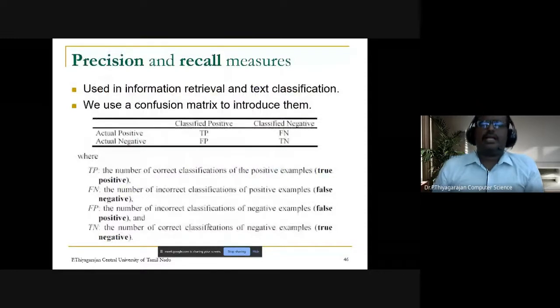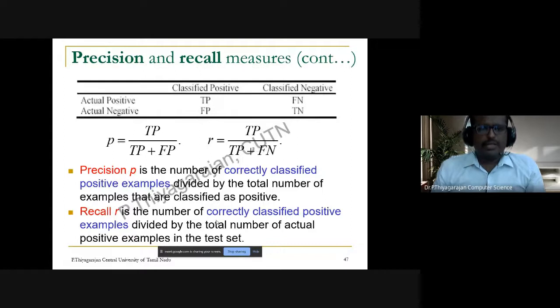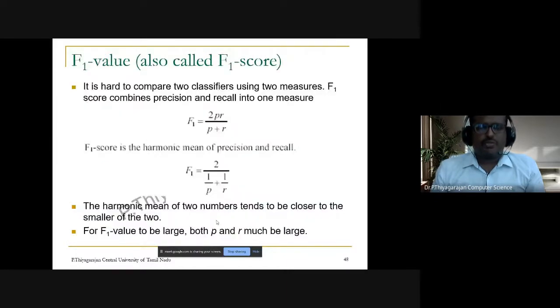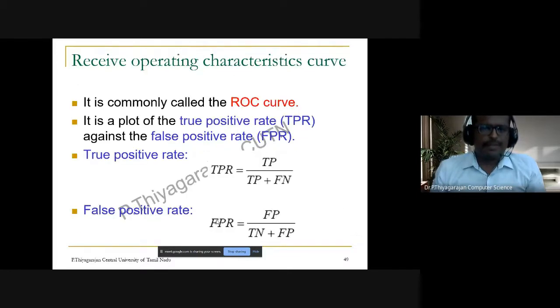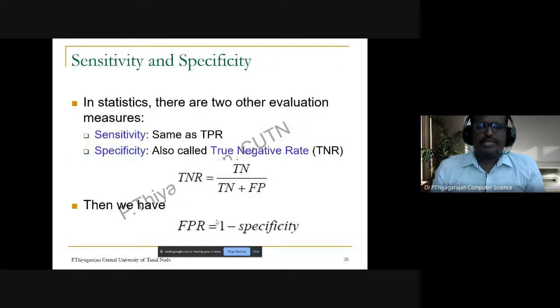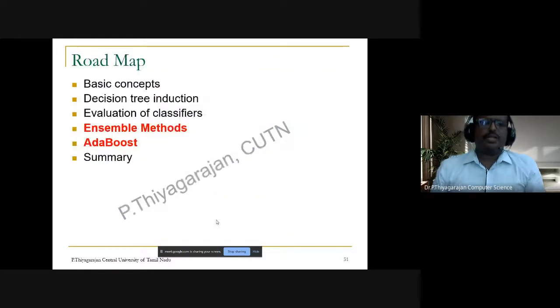And other evaluation metrics are precision and recall. You know, precision is true positive divided by true positive plus false positive, and recall is true positive divided by true positive plus false negative. And you have the F1 score for evaluation, which is 2 divided by 1 by P plus 1 by R, the harmonic mean, and the true positive rate and false positive rate, sensitivity and specificity. So these are some of the evaluation metrics that will be used to evaluate how the decision tree has been functioning.